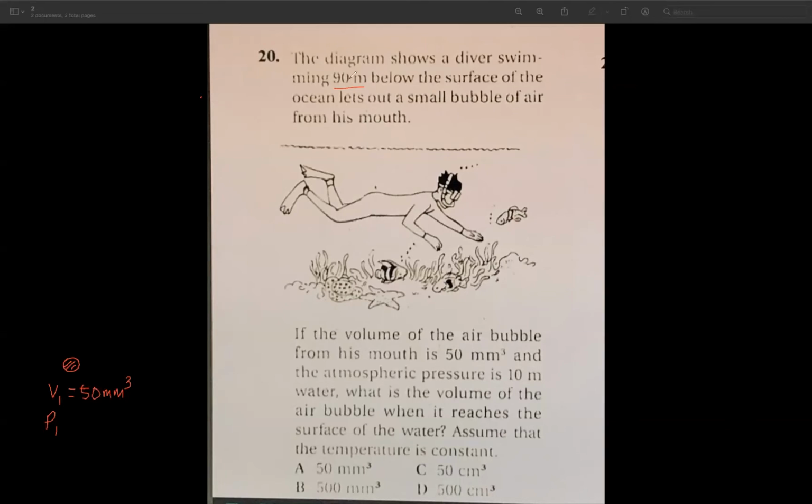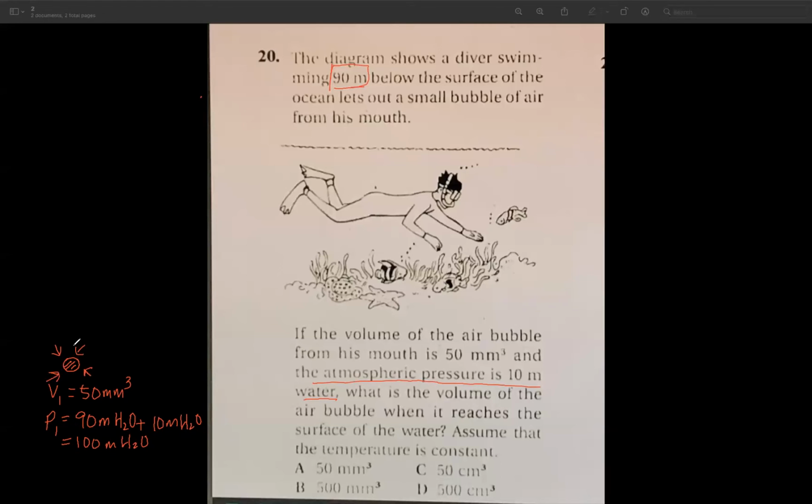What is the depth? 90 meter below the surface. So pressure acting on the bubble is 90 meter water, H2O, plus, what is the atmospheric? Here, it's given here. The atmospheric pressure is 10 meter water. So plus 10 meter water, H2O. So you get a total of 100 meter H2O pressure pressing on the bubble.